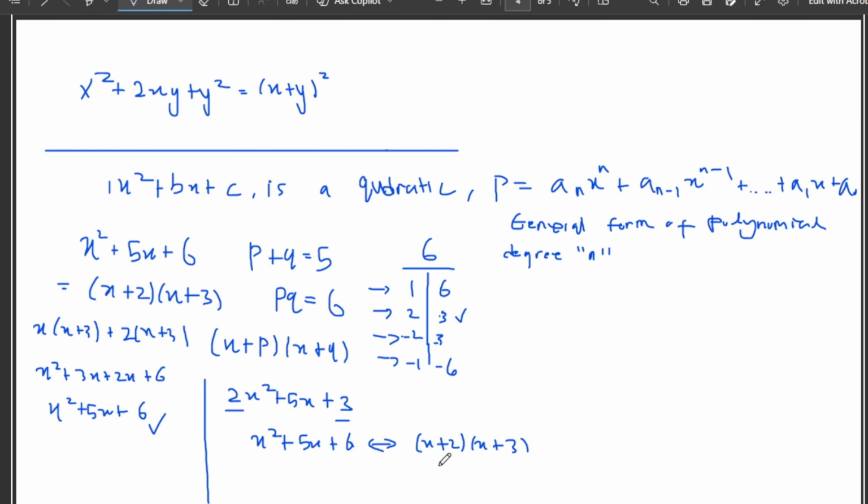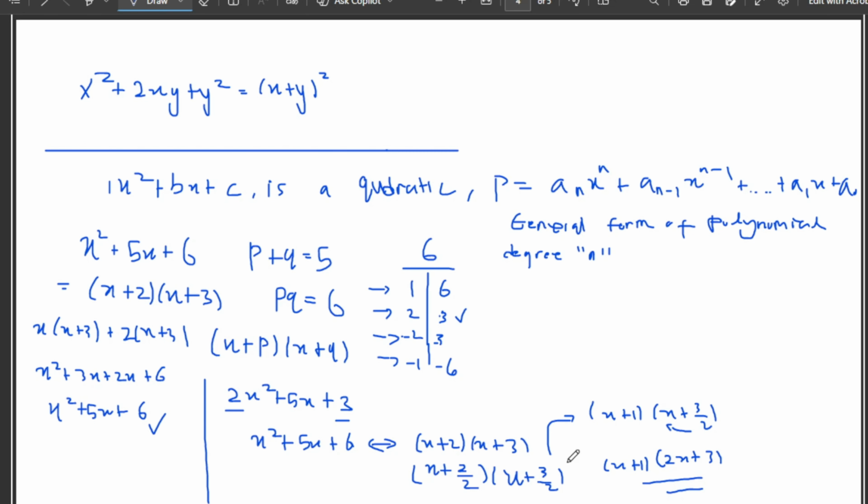Okay, let me show you. So if we divide the constants by 2, the a coefficient, what do we have? x plus 1, and then x plus 3 over 2. Since this becomes a fraction, we move the 2 beside x. So 2x plus 3 times x plus 1. So this is the factored form of 2x squared plus 5x plus 3.